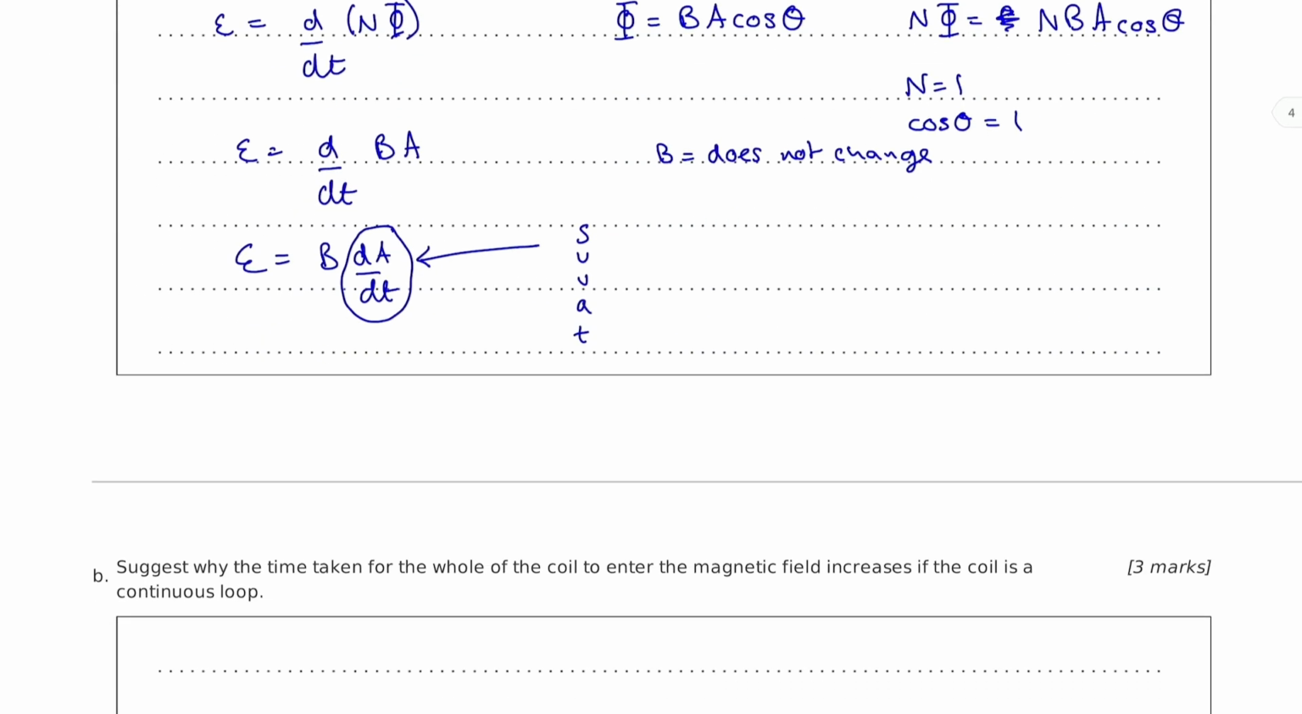Let me just expand a little bit on that, because dA by dt is equal to the rate of change of length with time multiplied by the width of the coil. And dL by dt is equal to velocity. It's just the rate of change of displacement with time. So we want to find the velocity of the coil at that point and then multiply it by the width. Velocity of coil, we can use this.